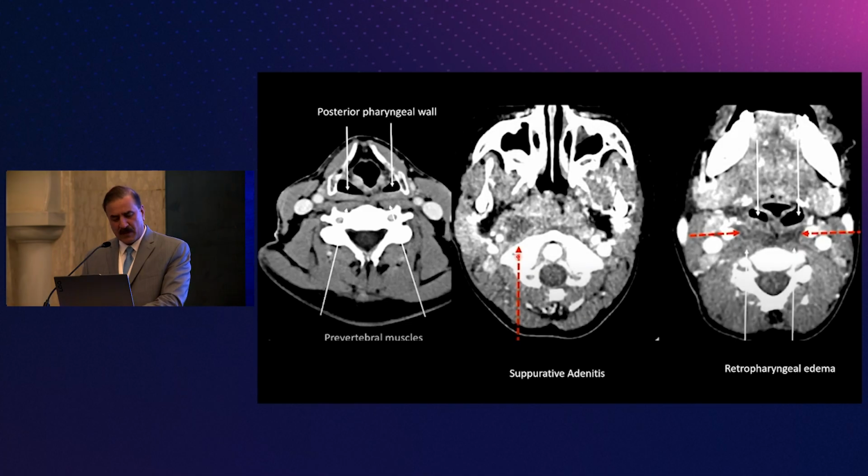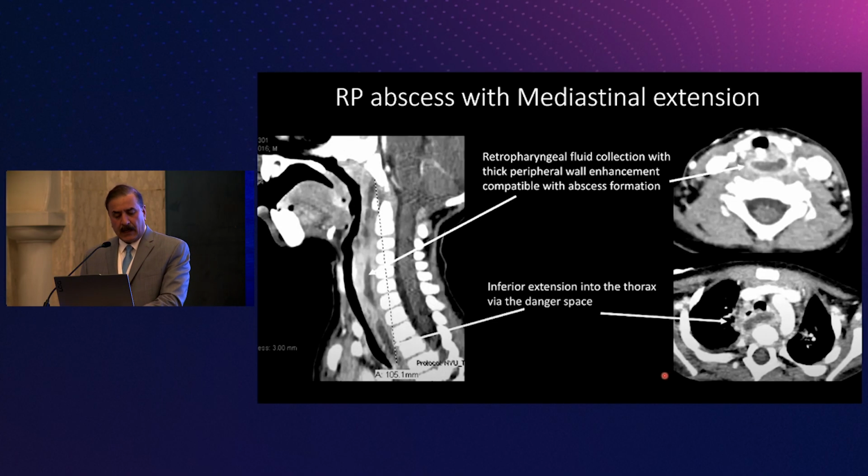You can have suppurative adenitis also, especially more common in children and early adolescents. And then very commonly, you can have retropharyngeal edema that can also be seen in this space. This is a patient with an RP abscess that is extending or involving the danger space, which is then extending into the mediastinum and causing mediastinitis. So it's very important that you differentiate between the retropharyngeal space proper and the danger space, because you want to see the inferior extension, and that's why you have to go all the way down to the carina when you are doing your neck scan so that you don't miss any of this.